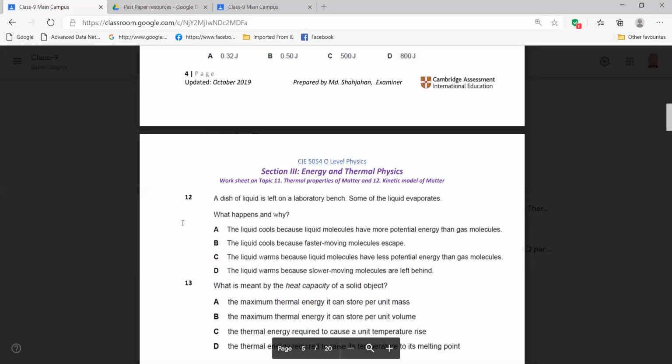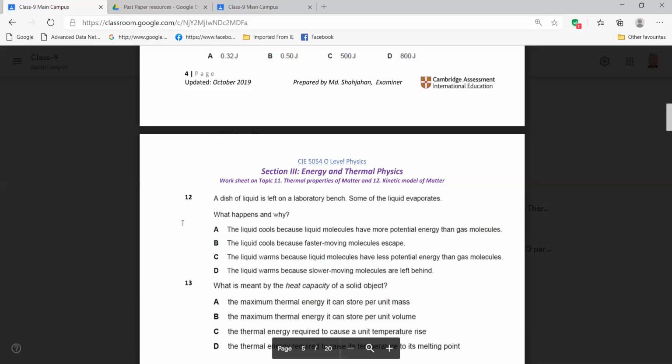In which two ways, sir? The first one I told: the kinetic energy increases as the gas molecules... The second statement is okay, sir, right? So both can be used, right? Both ideas can be used.